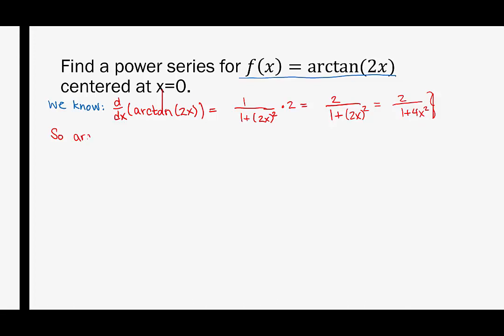So arctan of 2x can be seen as the indefinite integral. We know arctan 2x takes value 0 at 0, so it's the integral from 0 to 2x of the function 2 over 1 plus 4t squared dt. So this is applying the fundamental theorem of calculus way of looking at this. This looks really complicated. Just think of it as the antiderivative of 2 over 1 plus 4x squared, where c equals 0. And that's probably the best way to think of it.